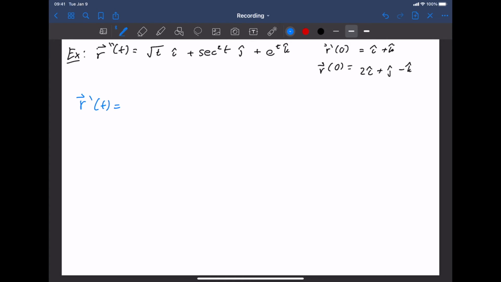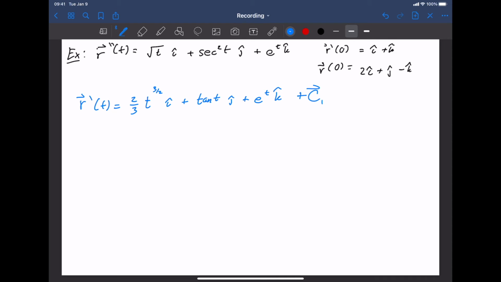Pause the video, really try to write this down. Try to get me the new functions here. You might have to go look up secant squared, but it's a derivative you're supposed to know. Hint: 3, 2, 1. Add 1 to the power, multiply by the reciprocal, in the i direction. Secant squared is a known derivative. It's the derivative of tan, in the j direction. e to the t, the easiest one, in the k direction, plus, now I'm going to write that as k, constant 1.